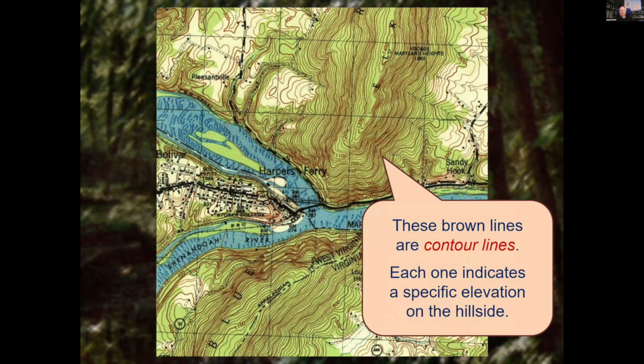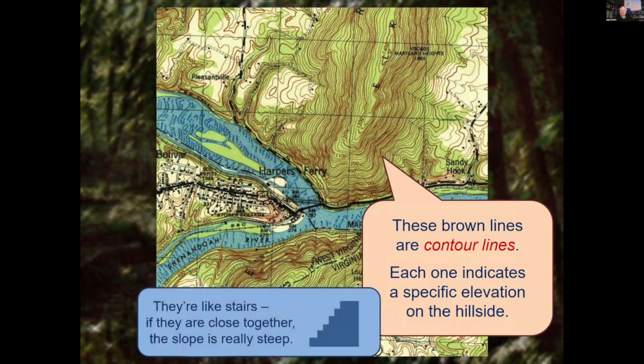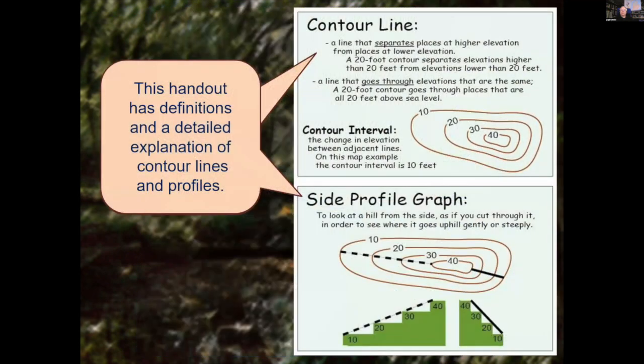These brown lines are contour lines. Each one indicates a specific elevation, and they're like stairs. If they're real close together, that's a really steep slope. There is a handout packet, and the handout packet has maps of Harper's Ferry, and it's got information about contour lines, and it's got a small contour line activity for students.